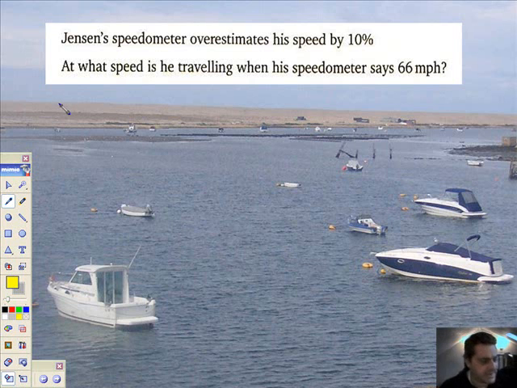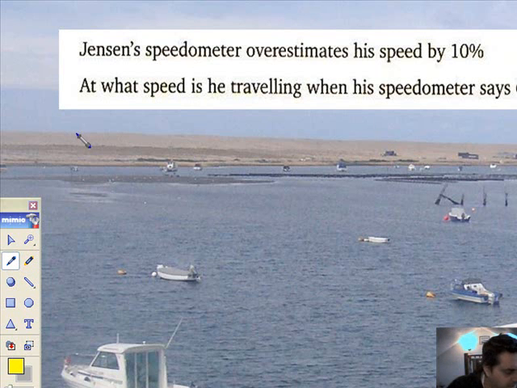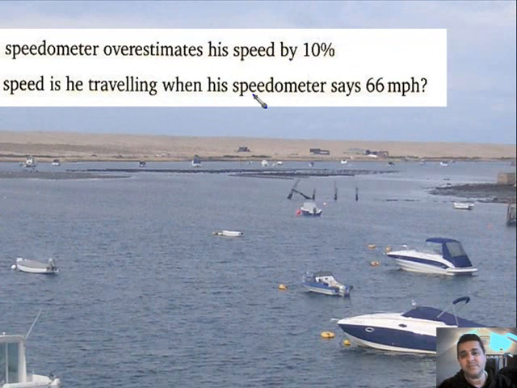Okay, then carrying on with the assess. This is question 9. This is Jensen's speedometer. It overestimates his speed by 10%. At what speed is he travelling when his speedometer says 66 miles per hour?